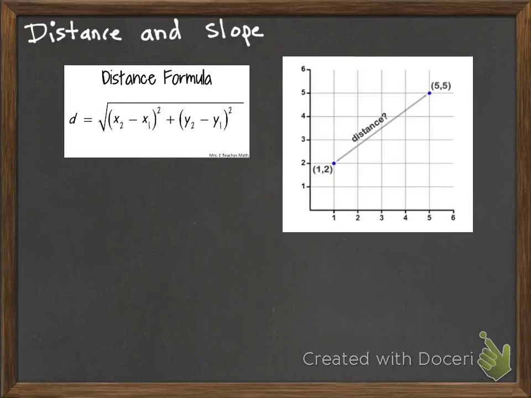In order to find the distance between 2 points, we use what's called the distance formula. We have to plug in the numbers from the point where our line starts and stops. Remember, each point has an x number and then a y number in the parentheses. So in the point 1, 2, 1 is the x number and 2 is the y number.